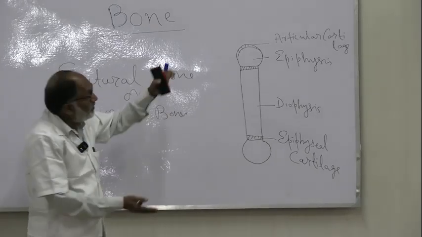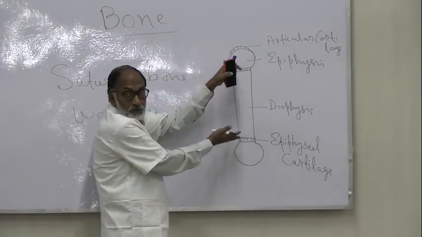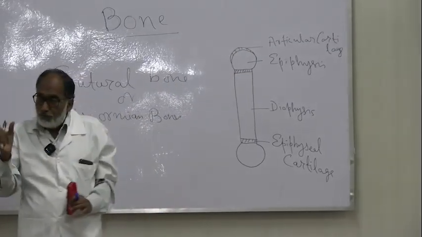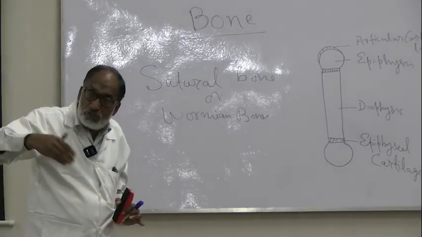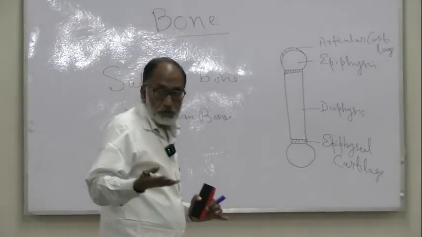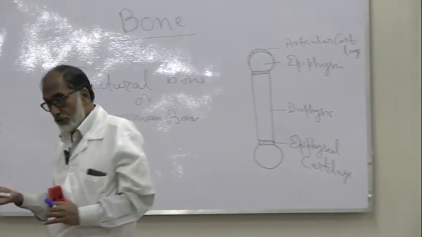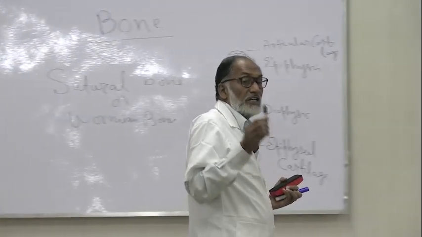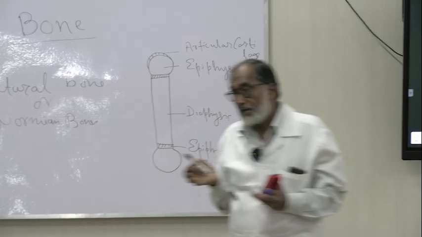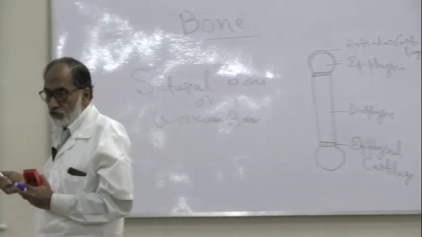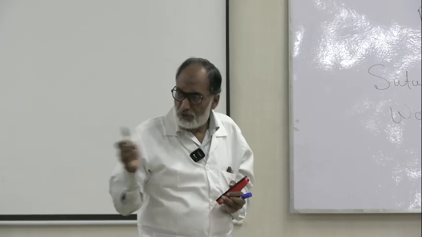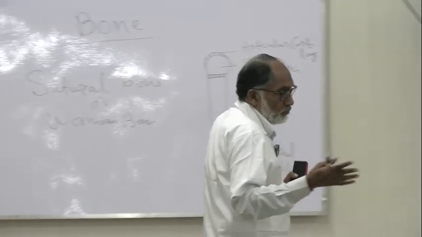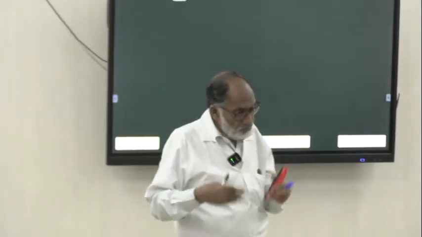So, from the primary center of ossification, this part, the diaphysis, develops, and from the secondary center of ossification, the ends of the long bones develop. The primary center develops within the embryo, intraembryonic, but there is an exception. The exception is in the case of tarsal bones and carpal bones. They develop from the primary center of ossification, but that takes place outside the embryo, meaning extra-embryonic, meaning after birth.